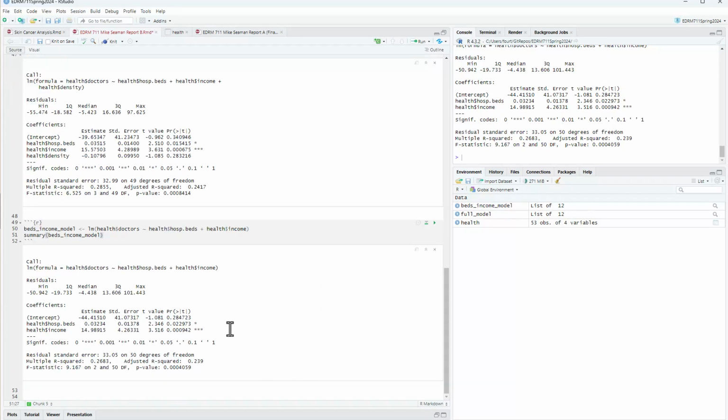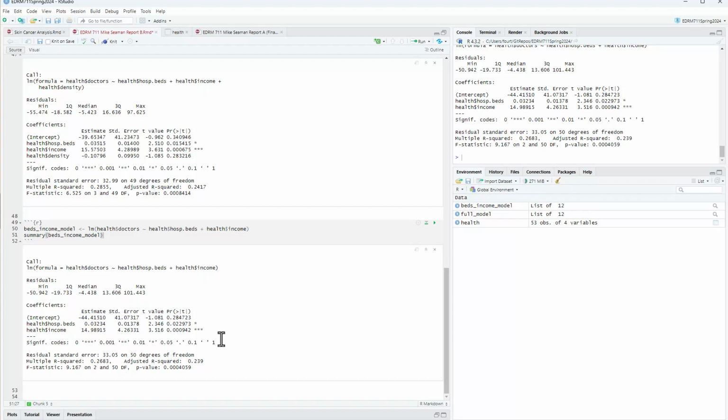And so here we have, again, our two different estimates for beds and income. Notice if you compare, you'll see a little bit different coefficients. That's because in a multiple regression model, the coefficients all depend on the entire collection of variables. So we didn't have much of a change for hospital beds. Actually, we didn't have much of a change for either of them, but we did have a little bit of change. This was 15.57 for income. Now it's at 14.99. This one was 0.035. Now it's 0.032. Sometimes they can change quite a bit.